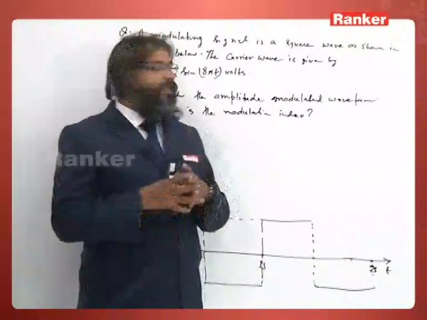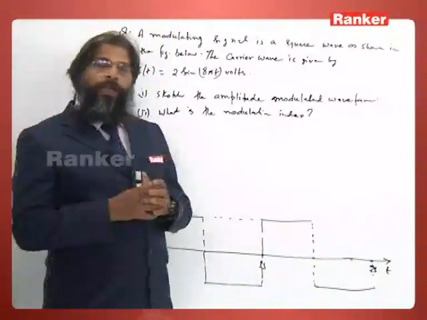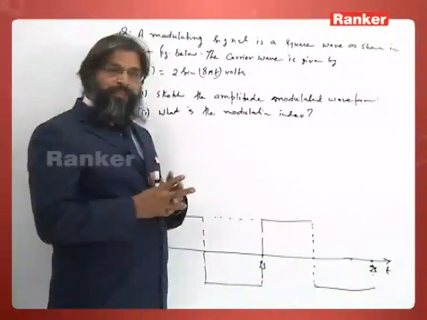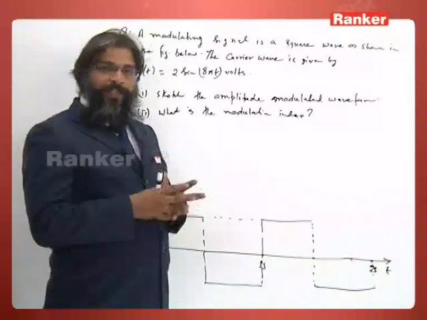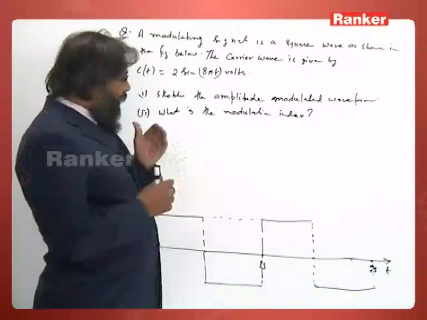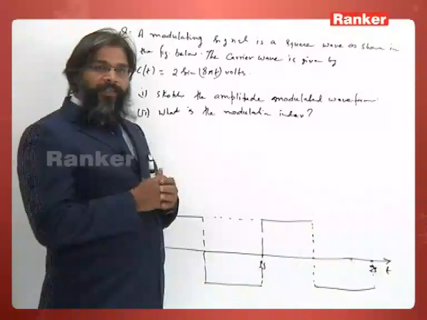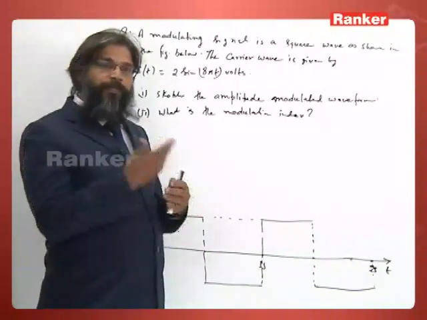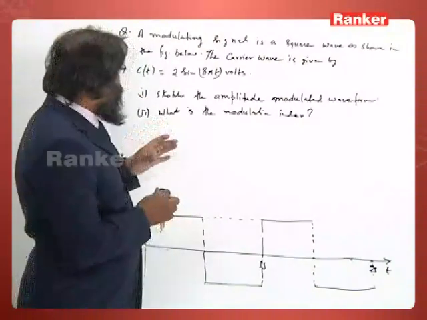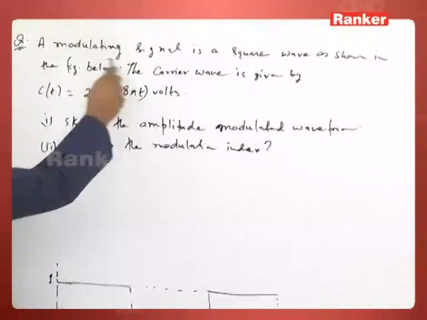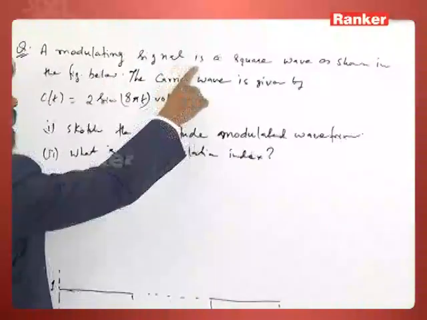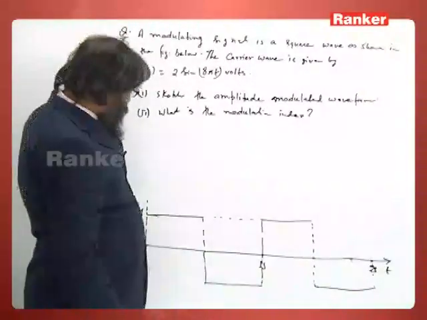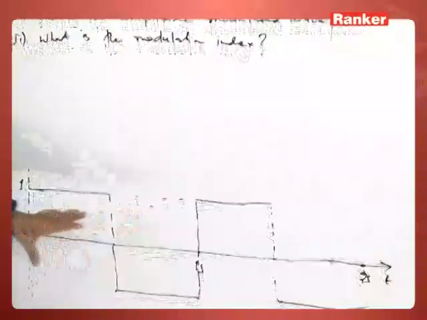So now let us take one more example of amplitude modulation, where the modulating signal is a digital signal. You see, in amplitude modulation, the signal wave can be an analog or a digital signal. So you see here, a modulating signal is a square wave as shown in the figure below. So this is the modulating signal given.